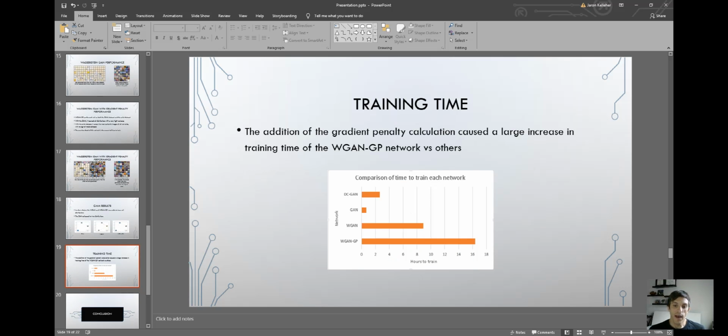Now, the one drawback of the Wasserstein-GAN and the Wasserstein-GAN with gradient penalty are the training time. So all of these networks were trained for the same number of epochs. However, you can tell the gradient penalty calculation just incurs such a huge time cost on training that it is really not preferable. And if there are other methods to stabilize training in order to get it done quicker, or if you have a much more powerful network, you can stick with the gradient penalty. But otherwise, if you can find a way around it and can still stabilize and prevent mode collapse, that would definitely be preferable.